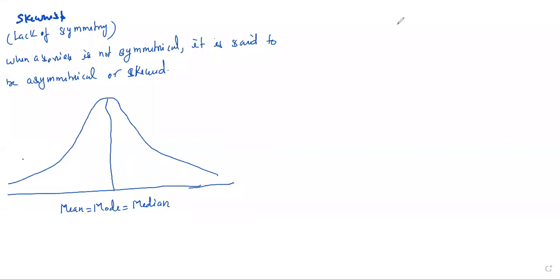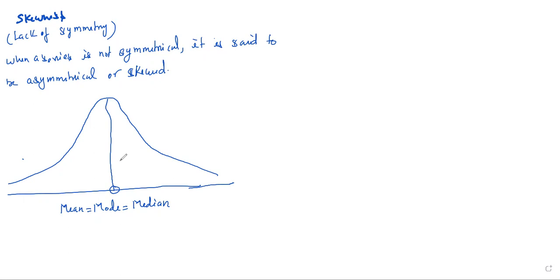Skewness. Skewness means lack of symmetry. When we have plotted a data or a series of data and its plot is not symmetrical, then it is said to be asymmetrical or skewed data. Just suppose here we have plotted data and its mean, median, and mode lie on a single point. And suppose this shape is like a bell-shaped curve. Then this is called bell-shaped or normal distribution, and the distribution of the data is called normal. So it is normal distribution data.